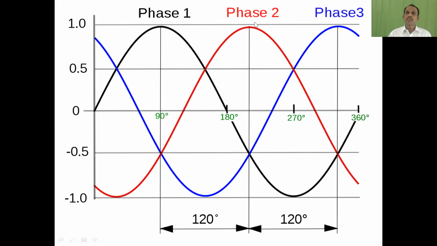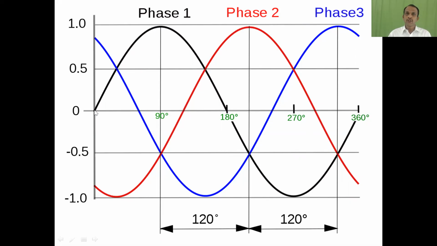Look at phase 2, which is red in color. It starts exactly at 120 degrees, goes to a maximum value, completes its positive half cycle and goes to the negative half cycle like a sinusoidal waveform. Look at the third phase, which is blue in color. It starts exactly at 240 degrees and behaves like a sinusoidal waveform with a positive half and a negative half. All three waveforms carry a maximum value of +1 and a minimum value of -1, and they are all sinusoidal waveforms.